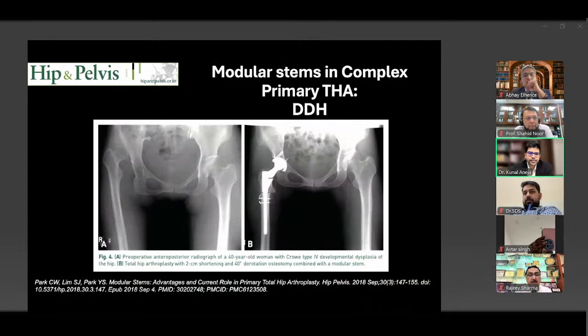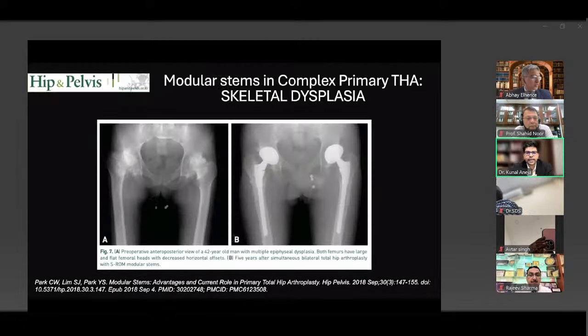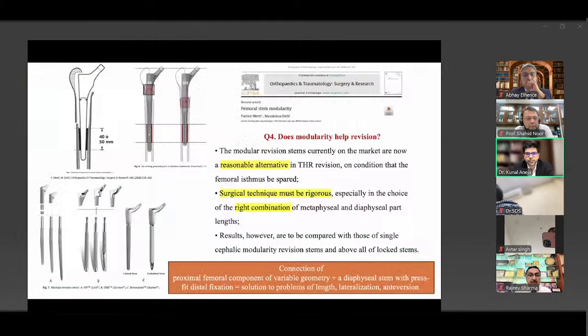Example of a dysplastic hip, again managed with a subtrochanteric reduction osteotomy and a derotation done to restore the center of rotation as well as the limb lengths. Another example of skeletal dysplasia, bilaterally operated, bringing down the femurs with the subtrochanteric osteotomy. So does the modularity help in a revision case? Well, possibly so, because the distal fixation is achieved with the distal segment, and the surgical technique is the most important thing in such cases.